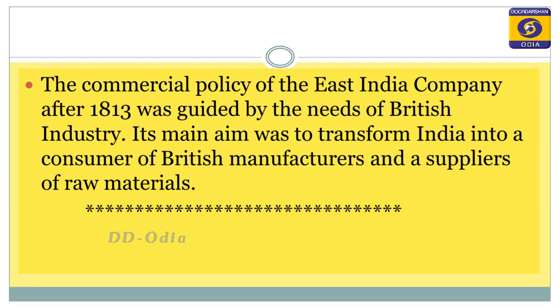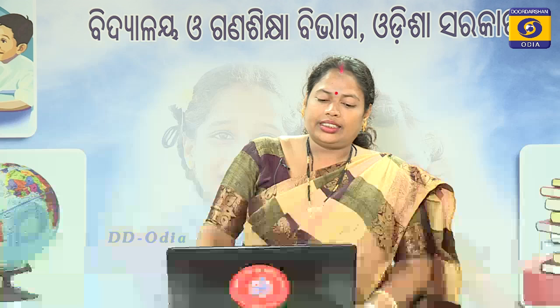So, the commercial policy of the East India Company after 1813 was guided by the needs of British industry. Its main aim was to transform India into a consumer of British manufactures and a supplier of raw materials.